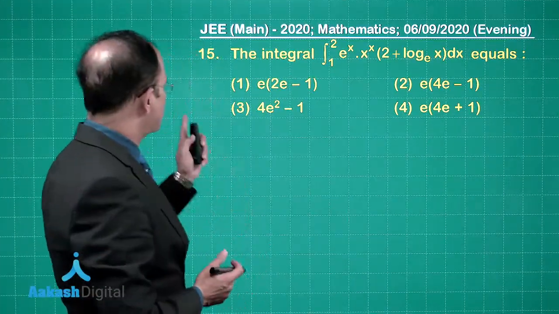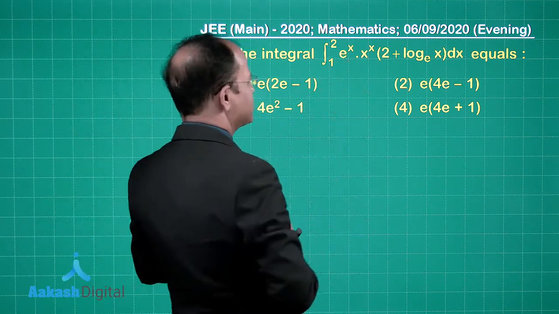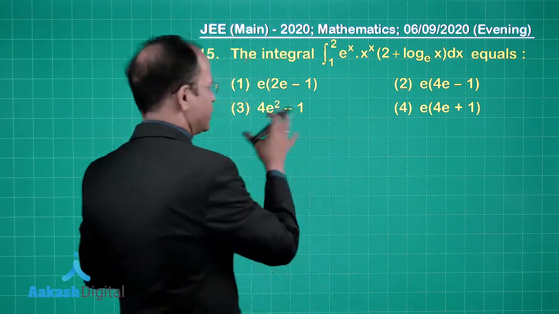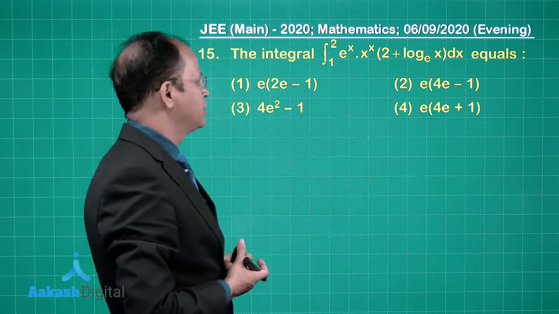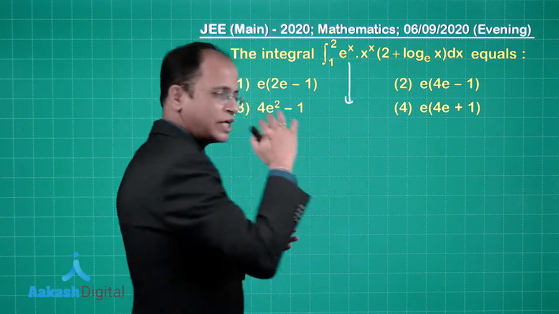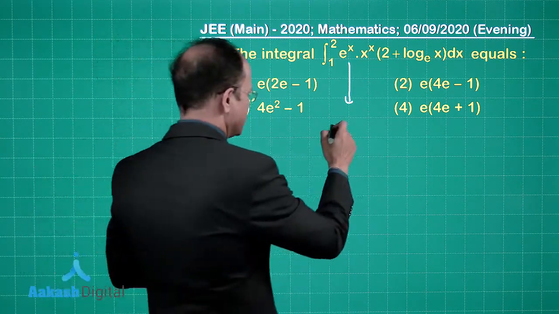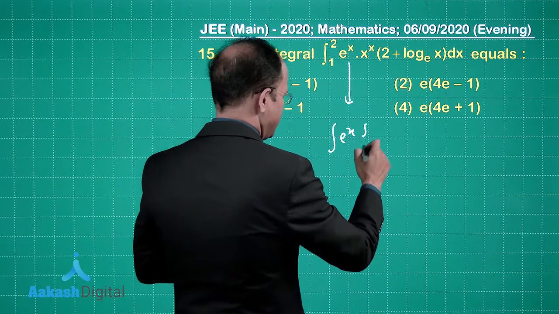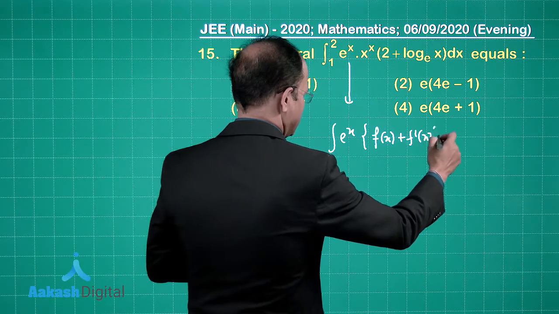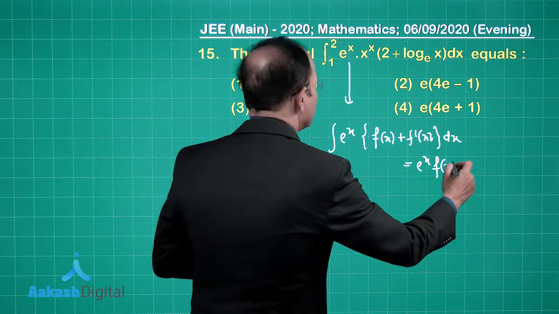Now let's talk about question number 15. The integral from 1 to 2 of e^x (x^x (2 plus log_e x)) dx equals what? So these are the 4 options which are given to you. By seeing e to the power x, the concept that comes to our mind from indefinite integration is the form e^x (f(x) plus f'(x)) dx. Yes, it is. Let us have a look at how.